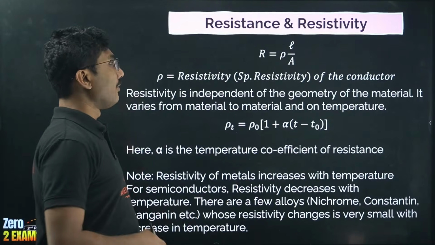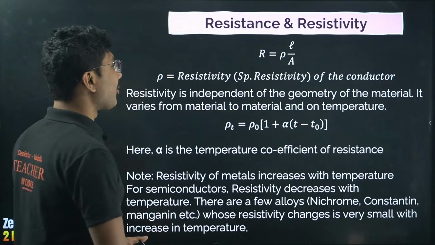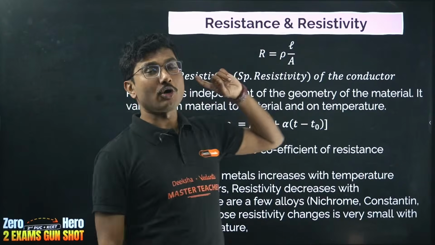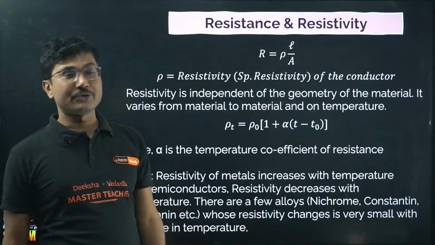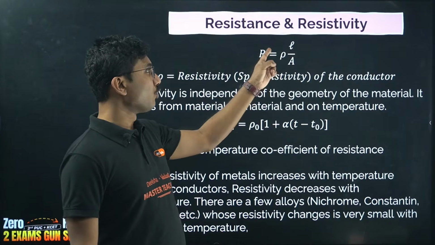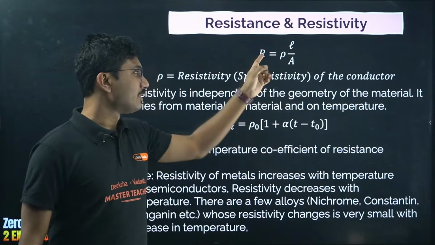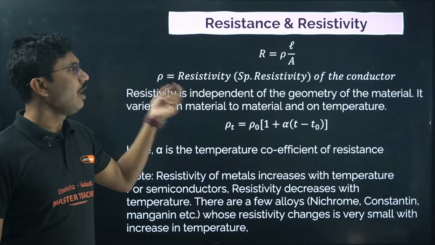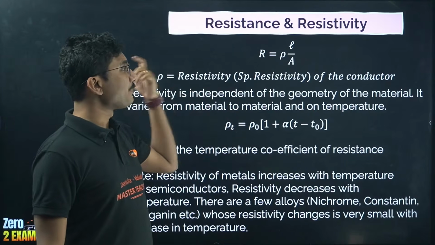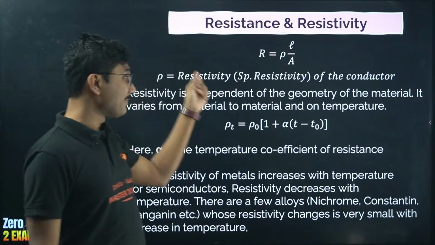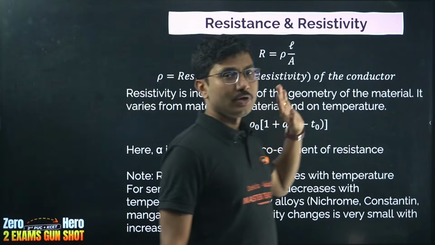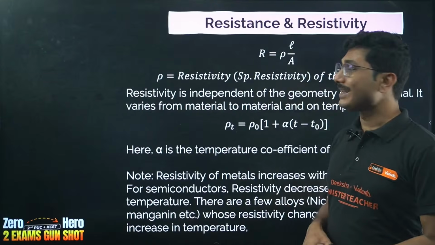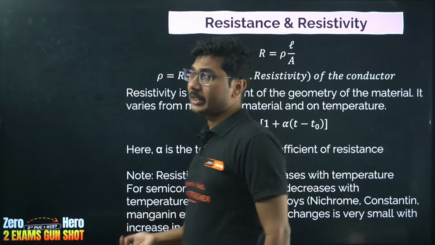Now resistance and resistivity. I was saying that resistance does not depend only on material, it also depends on dimension. So resistance equals rho into L by A. This rho is called resistivity, sometimes also called specific resistance, not specific resistivity, specific resistance of the conductor. So rho is called specific resistance or resistivity of the conductor.